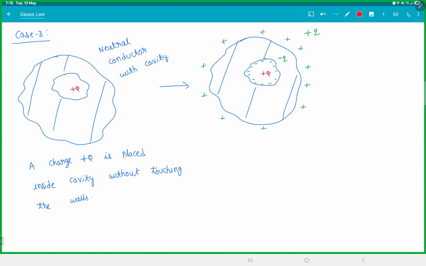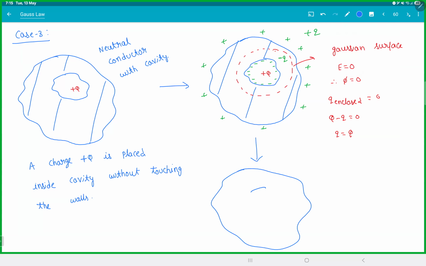Now we want to find how much is that minus q. Again, same story. Consider a Gaussian surface. Remember, I have taken a random surface. So on a Gaussian surface inside the conductor, E is zero. Therefore, flux is zero. Therefore, charge enclosed must be zero. And q enclosed is q minus Q. Therefore, q is equal to capital Q. That means if you put a charge q inside a cavity, you will always induce equal and opposite charge. So this is how the final thing will look.